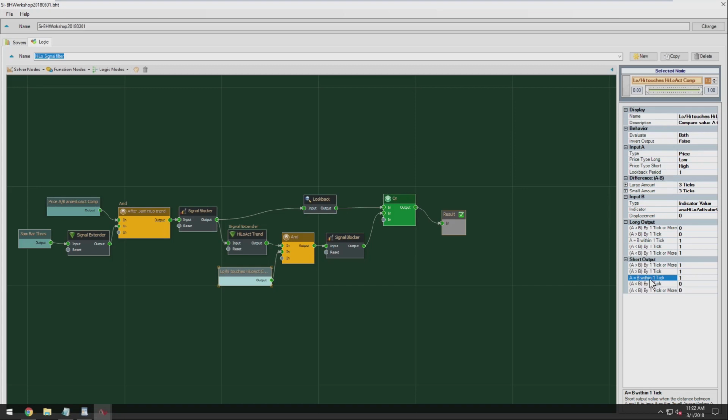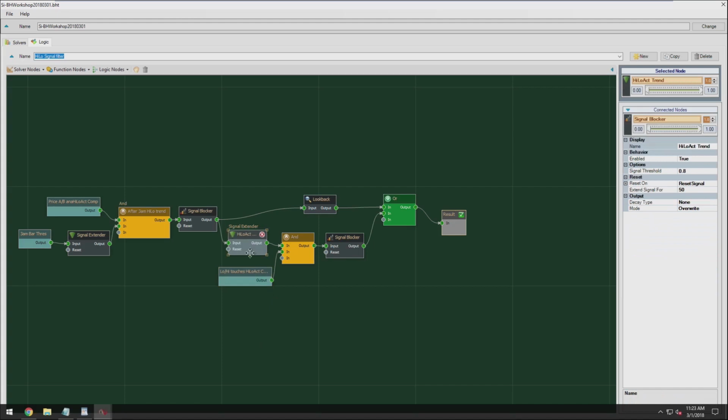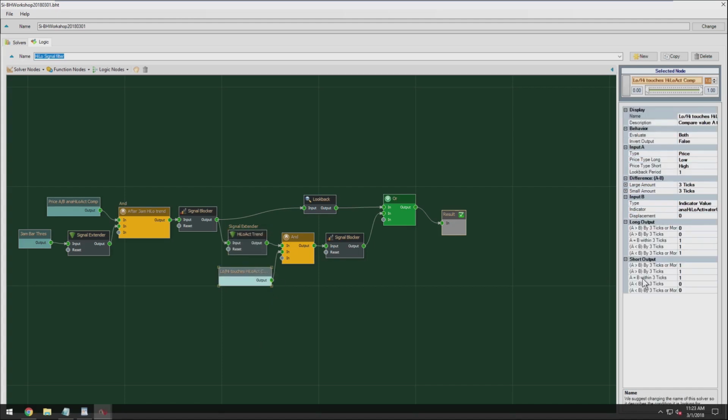So you'll notice that the text actually didn't change even though I changed the amount. I don't know, it depends on your Windows machine. Some Windows it changes instantly, and on some machines it doesn't. It's some kind of a weird little Windows thing. But what you can do is just click off and then click back on the solver, and now you can see the text is correct. So it says A equals B within 3 ticks. So for our outputs there, right?